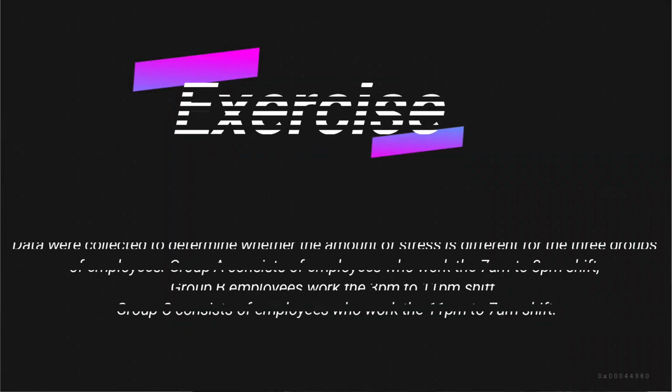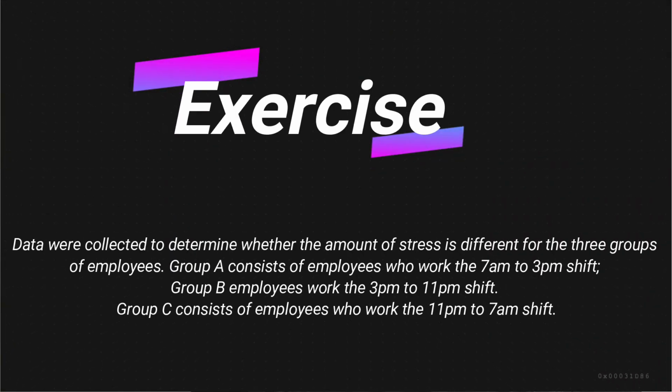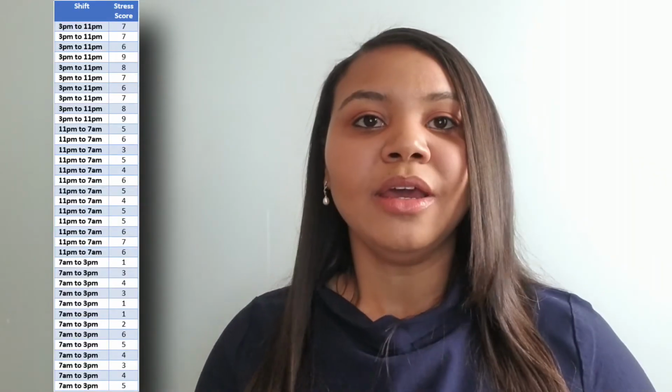The exercise reads as follows. Data were collected to determine whether the amount of stress is different among three groups of employees. Group A consists of employees who work the 7 a.m. to 3 p.m. shift. Group B employees work the 3 p.m. to 11 p.m. shift. And Group C consists of employees who work the 11 p.m. to 7 a.m. shift. We will complete this exercise using StatCrunch.